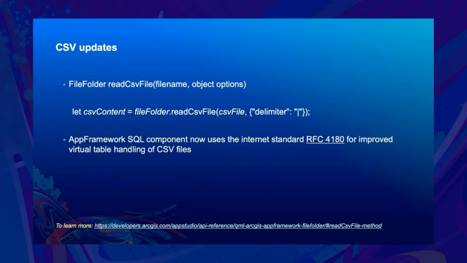The AppFramework SQL component also now uses the Internet Standard RFC 4180 for improved virtual table handling of CSV files. The AppFramework SQL plugin allows you to query the data in CSV files by creating a linked table in a SQL database. Only the metadata, for example, the CSV file path, is stored in the SQLite database, with the content remaining in the CSV file. The advantage of using this technique is that it provides access to the CSV data via the SQLite query engine, which is very powerful.